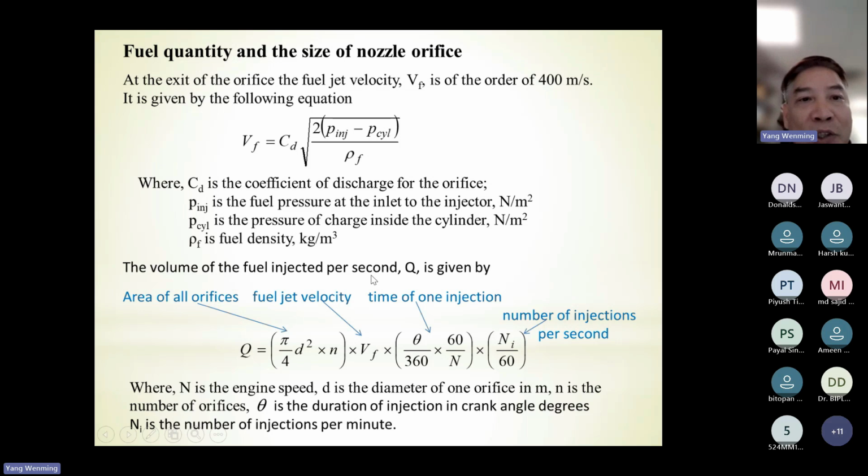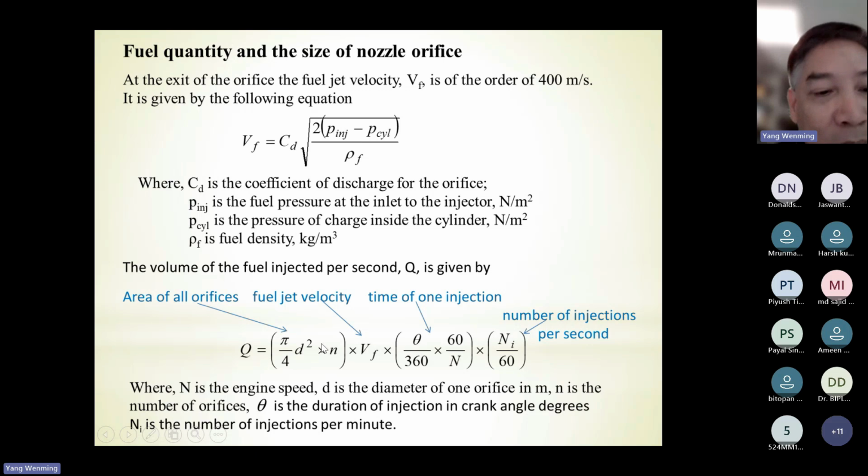The next one I want to introduce is the volume of fuel injected per second, Q. This Q is in terms of cubic meters, the volumetric flow rate. So the volume of fuel injected per second, Q, can be given by the following equation.